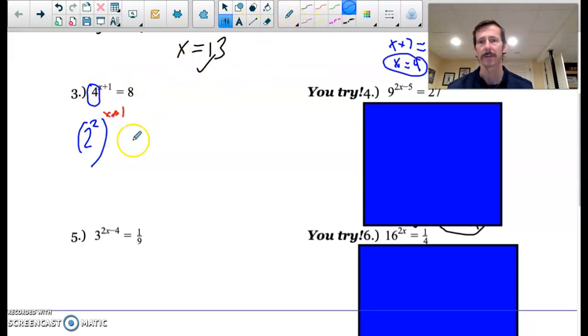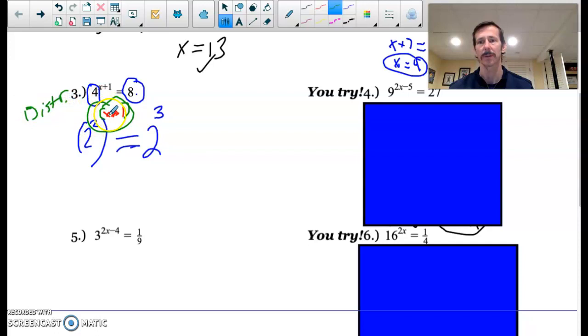And I have to write the other side now with a base of 2, and 8 is the same as 2 cubed. So notice how I have a 2 on the left as a base, a 2 on the right as a base. So I had to figure that out because I couldn't solve this otherwise. We'll have other techniques later, but for now, if I can't write the left and the right side as powers of the same base, I can't do this problem. Now I want to simplify this. This is our power to a power property, which means I can multiply 2 times x plus 1, and that means I have to distribute.